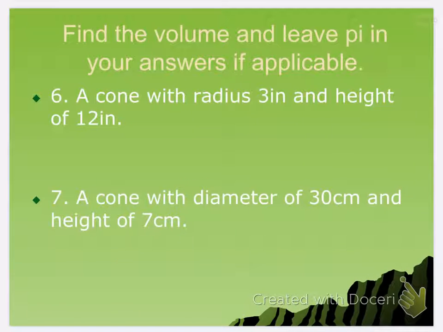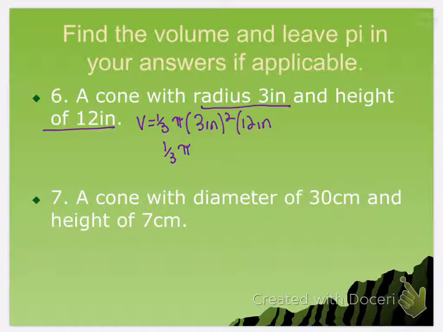So we're going to start here with a cone. Find the volume and leave pi in your answers, if applicable. A cone with the radius of 3 inches and a height of 12 inches. I'm going to find that volume. Volume equals 1/3 pi, my radius of 3 inches squared, times my height of 12 inches. This gives me 1/3 pi, and I end up with 9 inches squared times 12 inches. 3 goes into 12 4 times, so I end up with 4 times 9. Gives me 36. I have my pi still, and this is volume, so inches cubed.